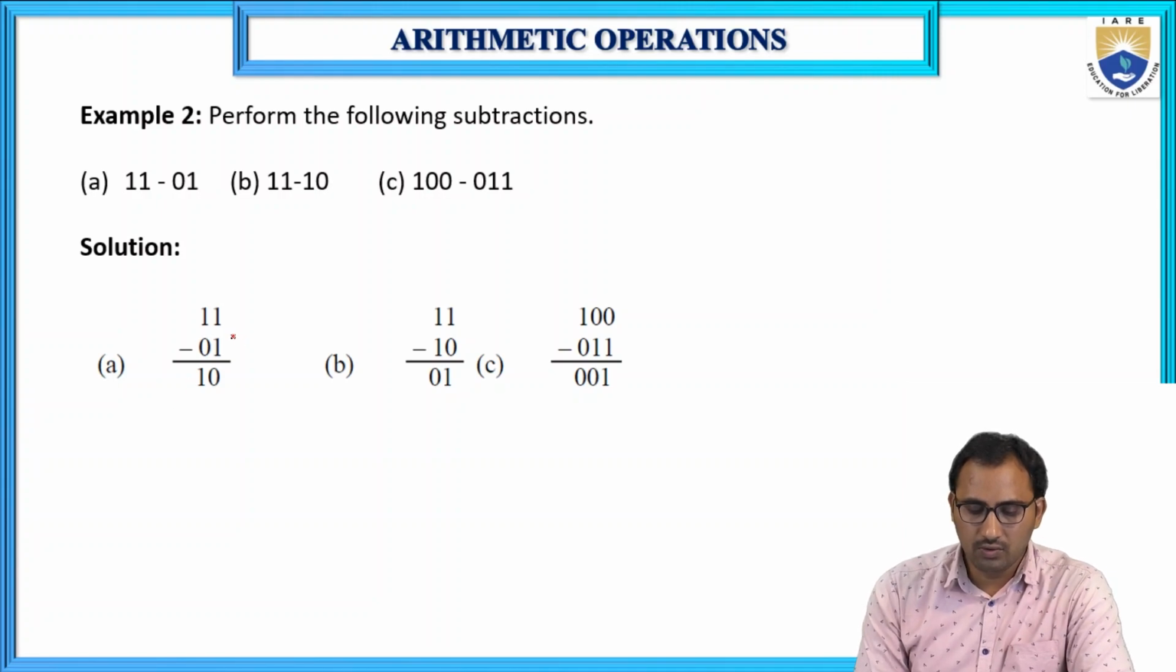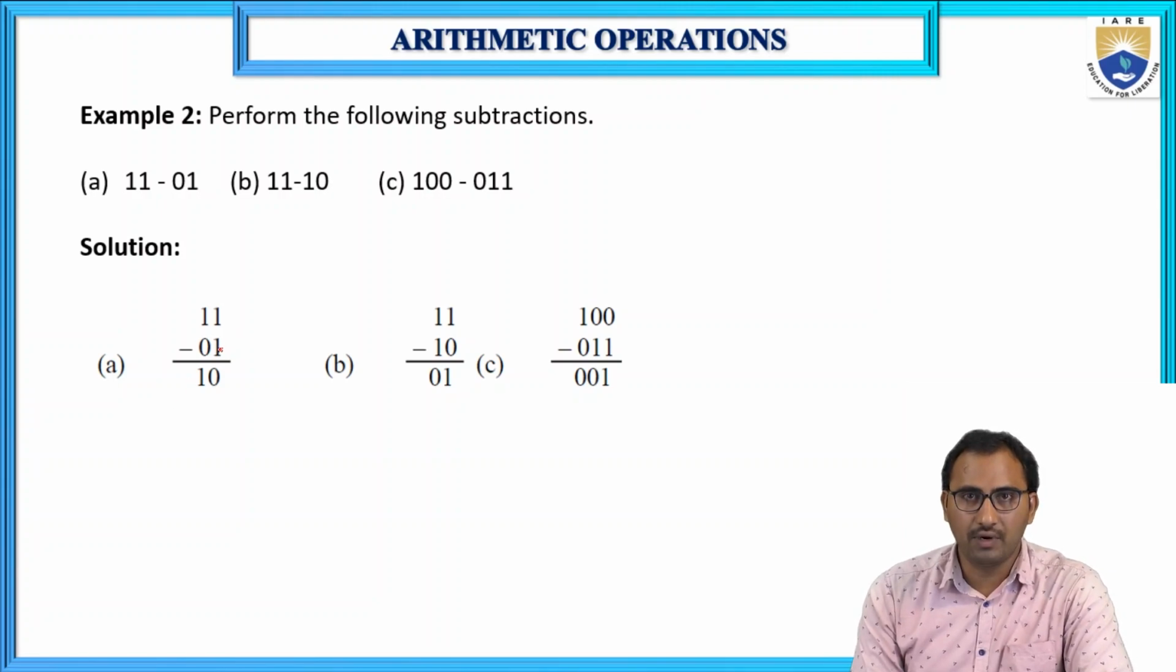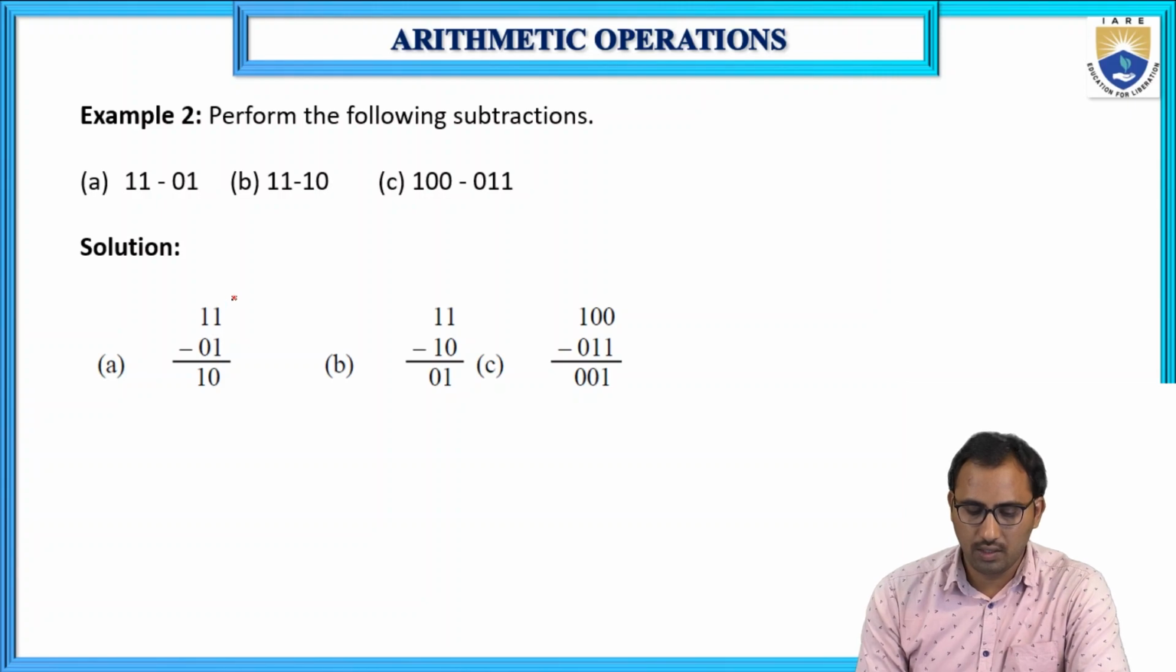First, we are subtracting 01 from 11. From the binary rules, 1 minus 1 results in 0. Next, 1 minus 0 results in 1. So the answer is 10. Next, coming to the second one.